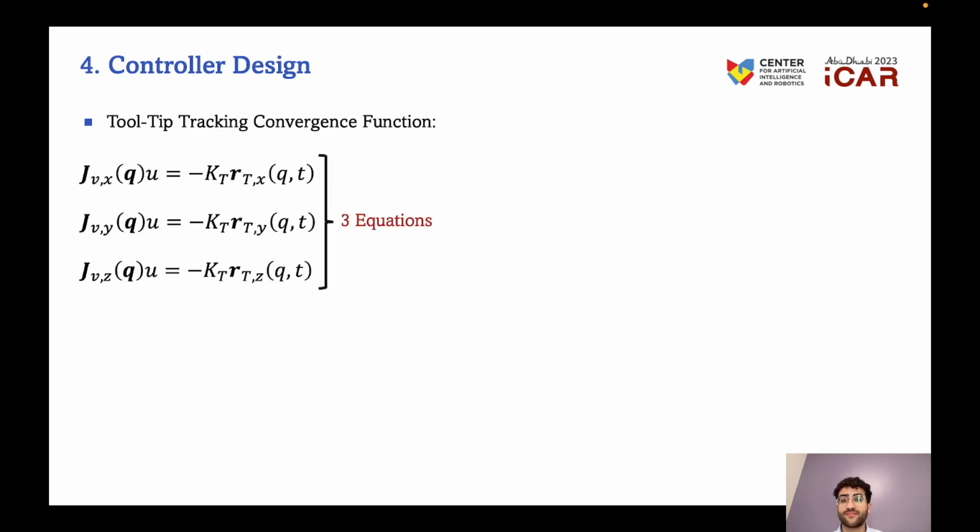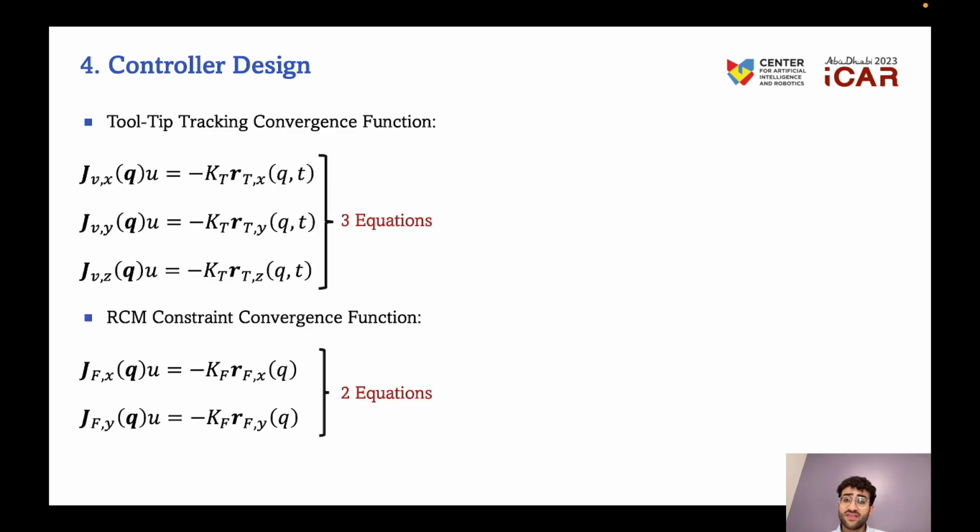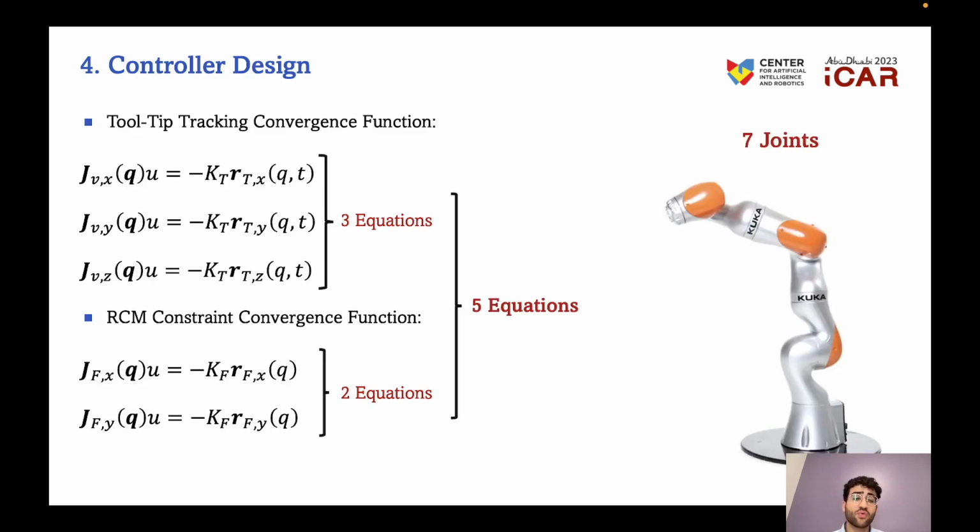So now that we have computed the rate at which both task functions change, we can go ahead and write down the convergence functions for both constraints. We can see here that we are going to end up with 3 equations for the tooltip tracking constraint and 2 equations for the RCM constraint, resulting in a total of 5 equations. When we compare that to the ICAR'23, which has 7 joints and is the manipulator on which we ended up implementing our controller, we can see that we are going to have 2 extra degrees of freedom, meaning we are going to have an infinite number of solutions.